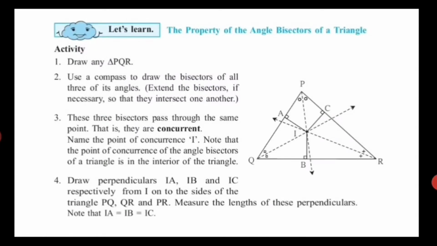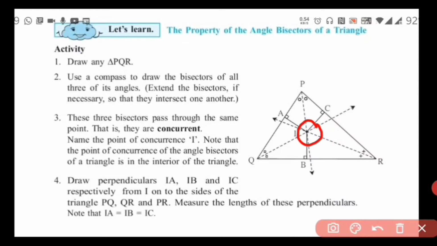The property of the angle bisector of a triangle. Draw any triangle PQR. Use compass to draw the bisectors of all these three angles. Extend the bisectors if necessary so that they intersect one another. These three bisectors pass through the same point, and that is why they are concurrent. We can see that they are passing through this same point, point I.